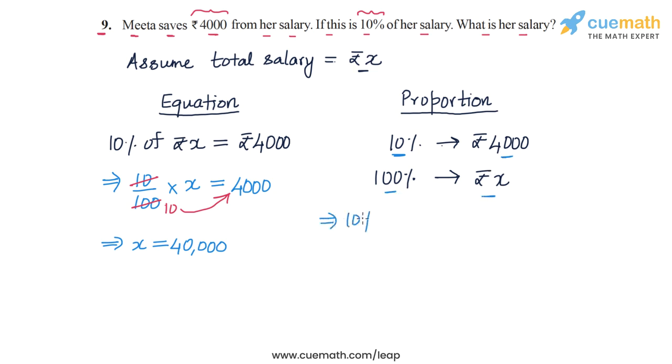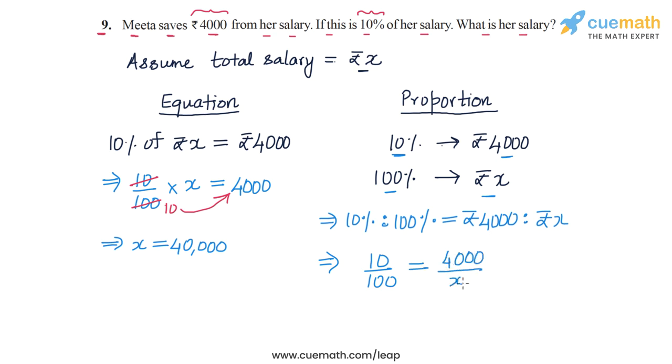So 10% is to 100% must be equal to rupees 4,000 is to rupees X. So this is how we can set up a proportion in X. Now 10% is to 100%, we can write this simply as 10 by 100. And on the right side, rupees 4,000 is to rupees X, we can write this as 4,000 by X.